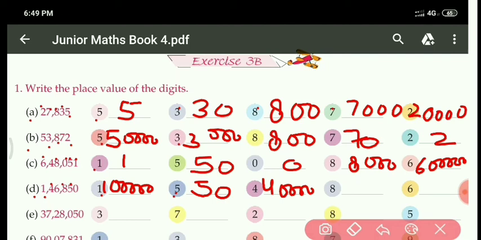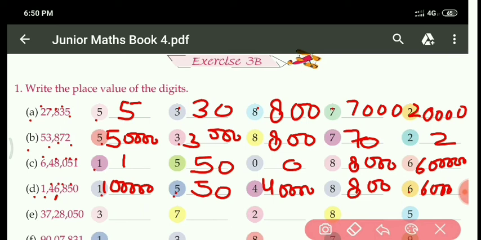Next, what is given? 8. It is given at the 100 place. So what will be the place value? 800. Okay. Next, what is the given digit? 6, and 6 is given at the 1000 place. So place value of 6 will be 6,000. And in 1000 how many 0 are there? 3 zeros. Okay.